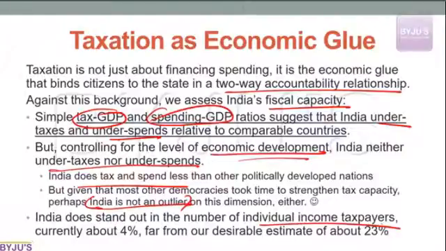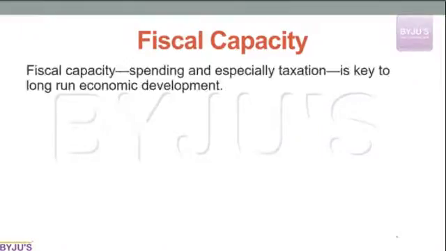Now, if you look at the individual income tax payers, how many people are actually paying in the country? Only 4% of the entire adult population of the country is actually paying taxes. The desirable estimate according to Economic Survey is at least one-fourth of the country. So 4% is too low. That means the majority of the people of the country are outside the tax bracket. They're not part of this economic glue. So that is a big issue. These things will be elaborated in the later discussions.